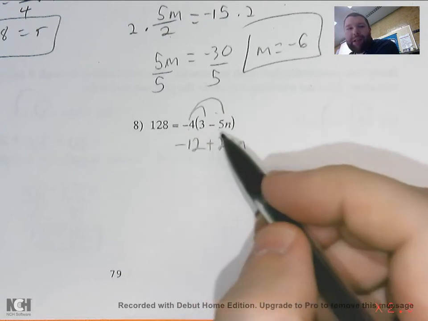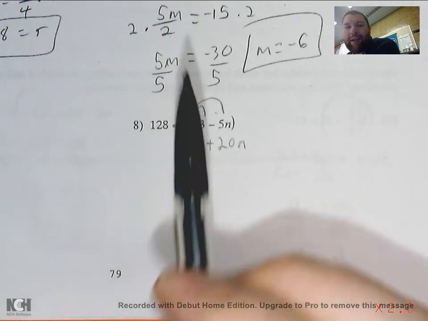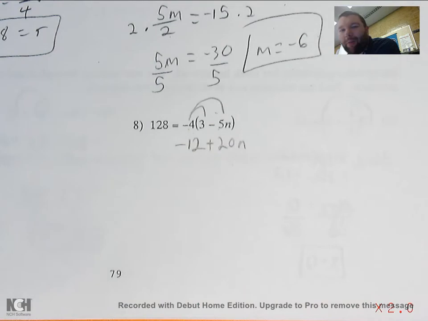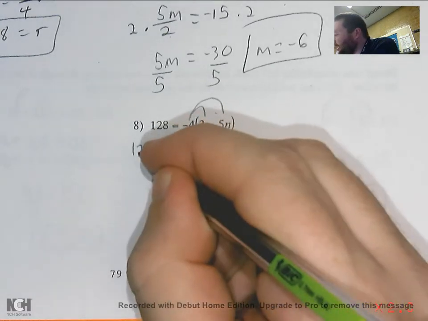That's where a lot of your mistakes are going to happen on this test, is forgetting the negatives, or when you multiply two negatives, they become positive. So keep track of your negatives. That's going to be the number one mistake. Okay, and that's equal to 128.